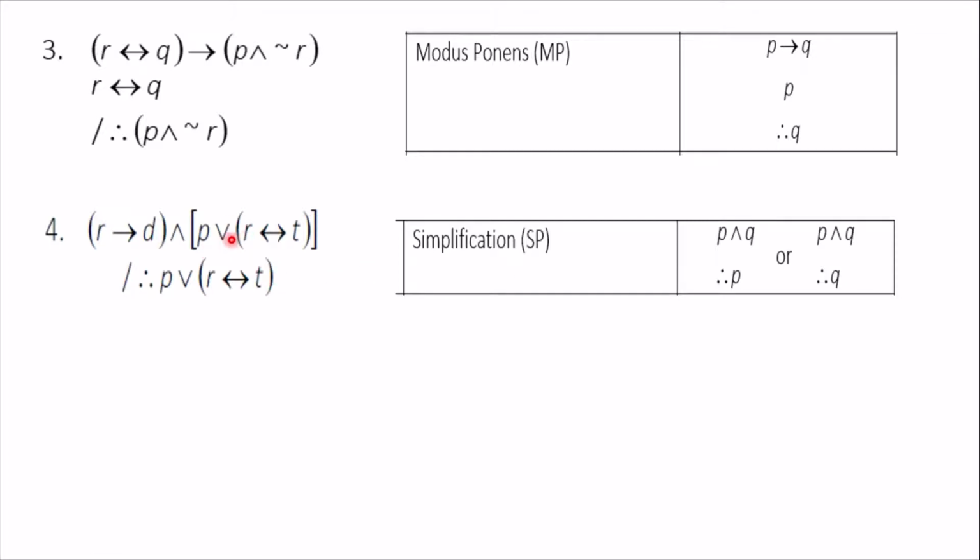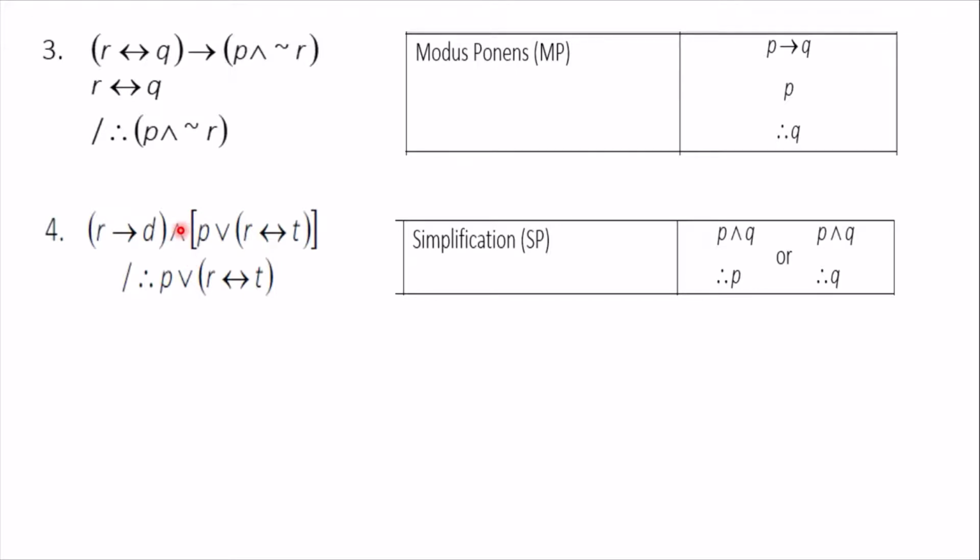Ito, kinuha natin tong statement na to at yun yung conclusion natin. Pwede rin naman na kunin lang natin itong R implies D, yun yung magiging conclusion. As long as conjunction yung ginamit.